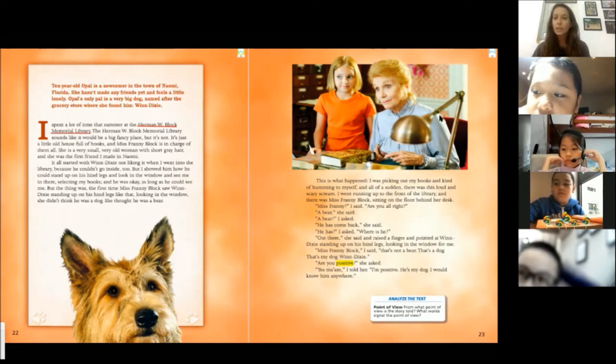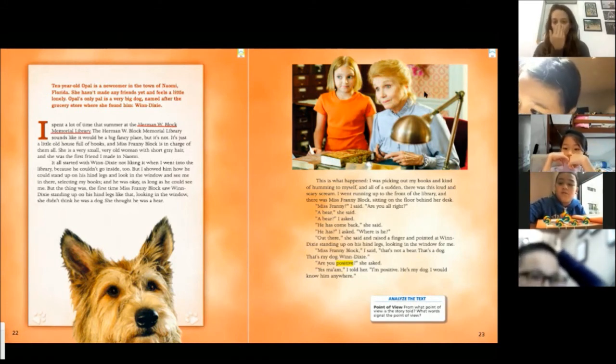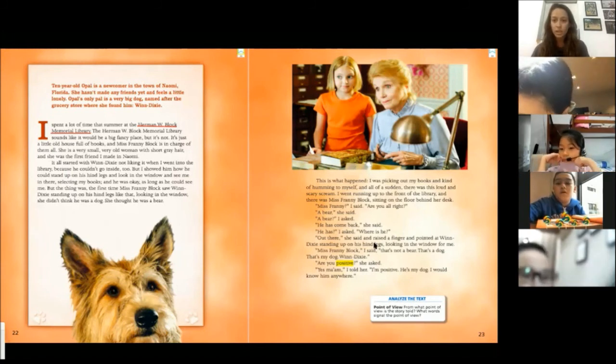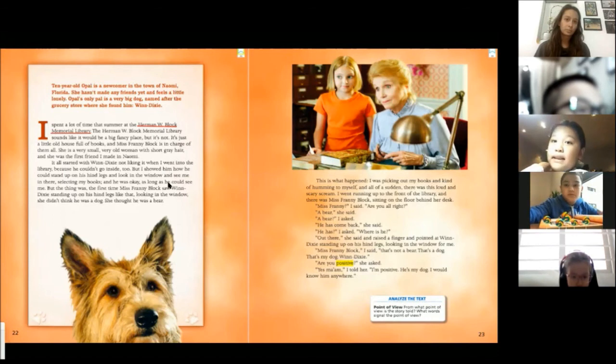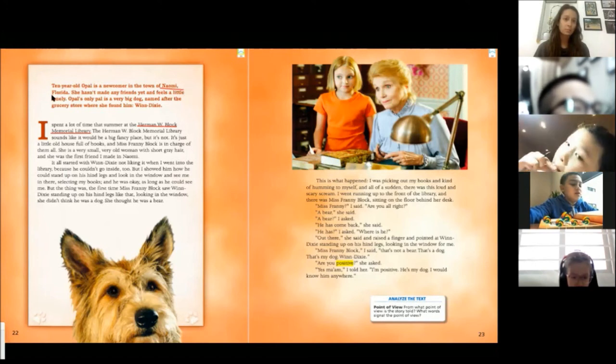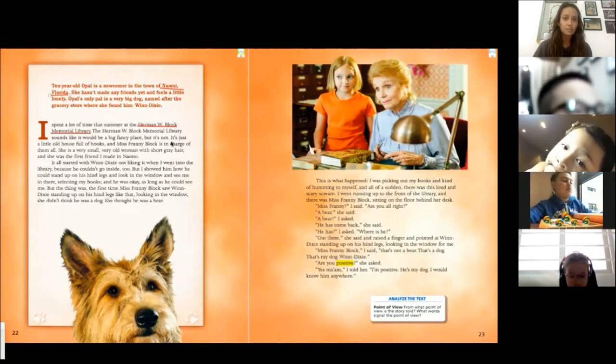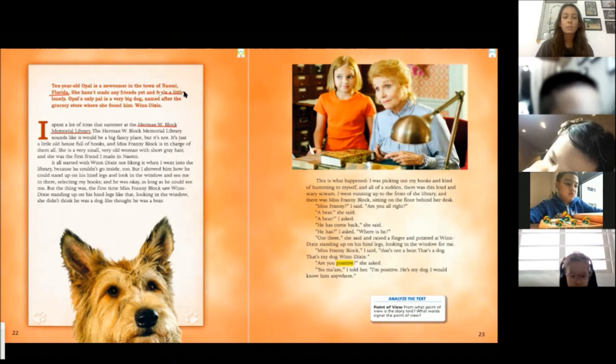Can anyone tell me where else are we? Where in the world are we? We know we're at a library. What else can we say? Kwoktai, what town or what state are we in? Town Naomi, Naomi. And what state? Florida. Florida. So this is in the United States, in the state of Florida, in the town of Naomi, and this part of the story is at a library.